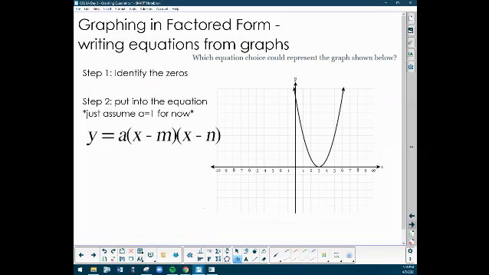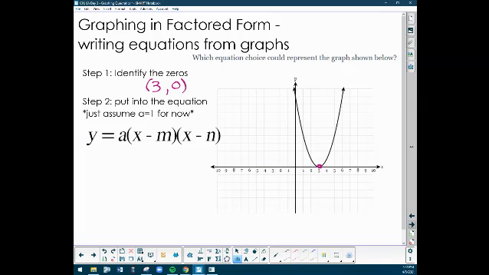So let's try another one. Okay, what if it looks like this? Okay, graphing in factored form. Which equation choice would represent the graph shown below? Step 1, identify the zeros. Well, remember on the first day we talked about how there could be 0, 1, or 2. Well, in this case, there is only 1 at 3.